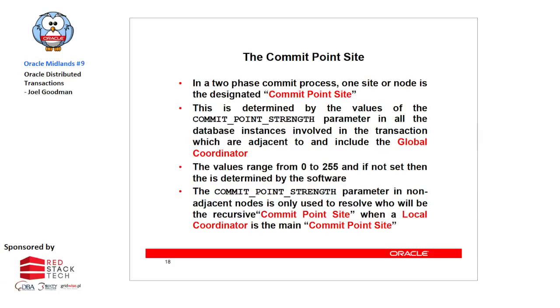So the commit point site is what I've described as a parameter which you may or may not recognize called commit point strength. And on the basis of this parameter, the distributed environment determines who the commit point site should be. If the commit point strength is 1 for everyone by default, then usually the global coordinator will also be the commit point site if everyone is 1. But if you know that a database D does the most updates, you might decide, well, let's do the commit point strength higher over there and make that the commit point site.